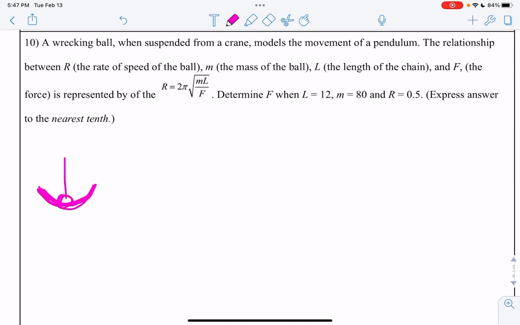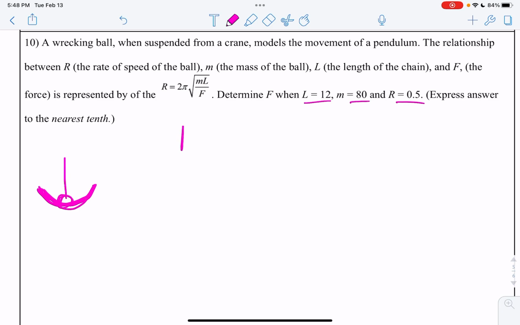The relationship between r, the rate of speed of the ball, m, the mass of the ball, l, the length of the chain, and f, the force, is represented by the equation r equals 2 pi radical ml over f. Determine f if l is equal to 12, m is equal to 80, r is equal to 0.5. We have to express our answer to the nearest tenth.